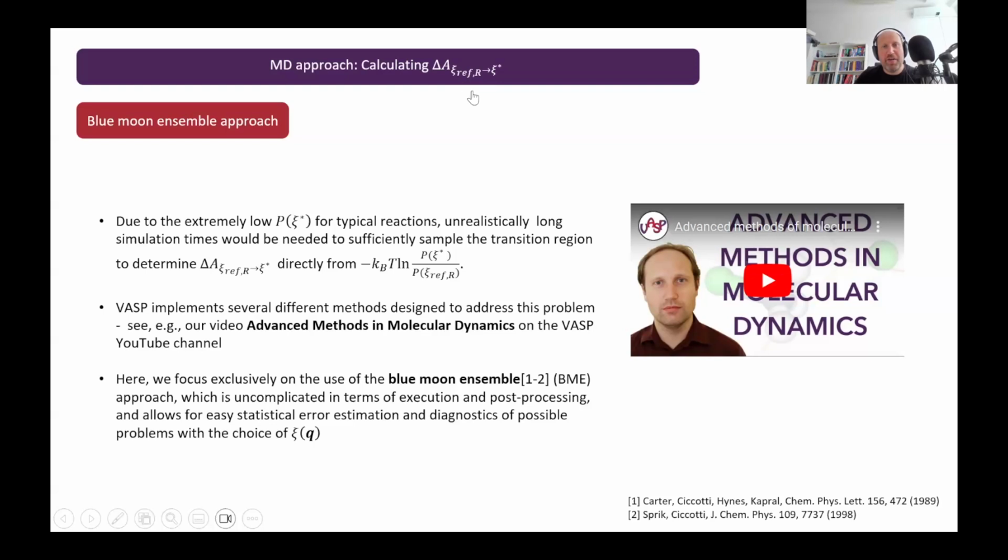Having decided about the reference reactant state, we are in a position to compute reversible work. This is the most difficult part of the calculations. This is because we cannot use standard molecular dynamics. Why? Because the probability density of states in the transition region for a typical chemical reaction is orders of magnitude smaller than that for the reactant state. That means that in order to be able to sample the transition state, we would need an astronomically long simulation time.